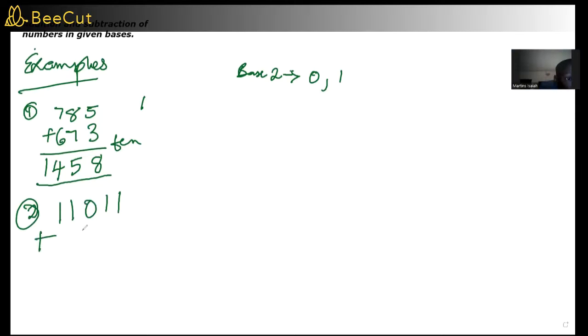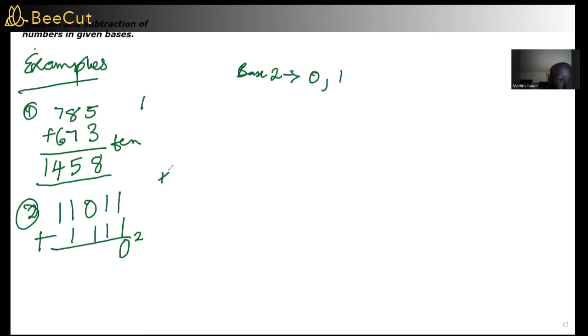Now, let's take base 2 for example. 11011 plus 1111 in base 2. Are you with me? Yes, sir. If I say 1 plus 1 is 2, yes or no? Yes, sir. But because it's in base 2, I cannot write any number that is above zeros and 1. So I will now say how many 2 is in that 2? I can see 1. Remainder 0.